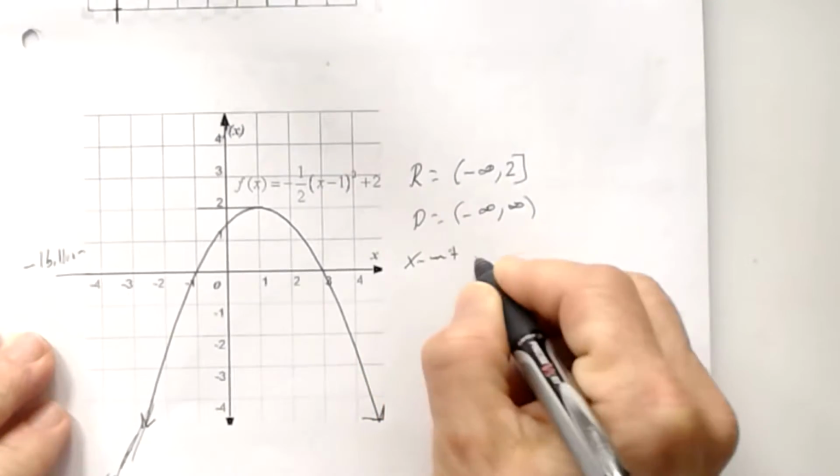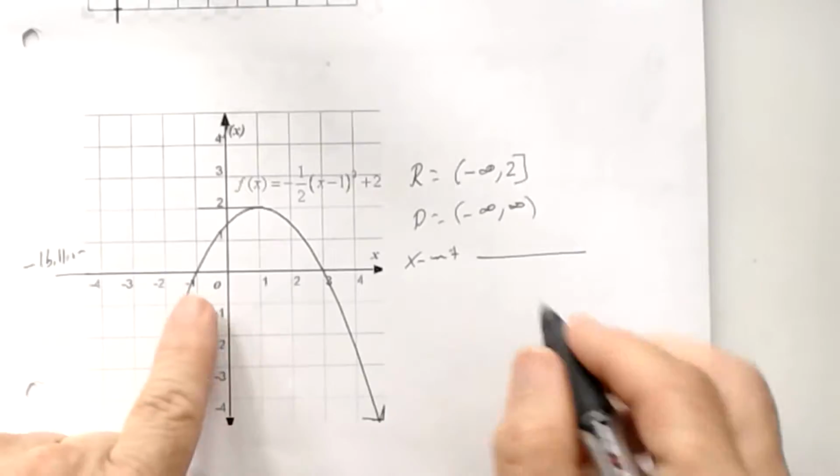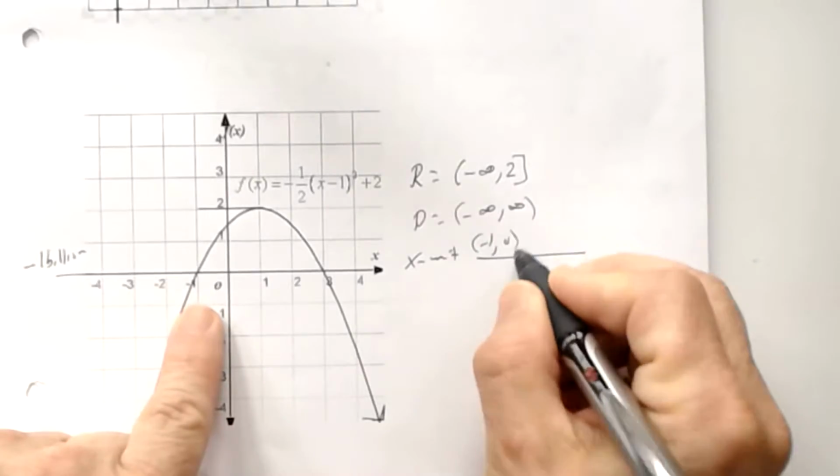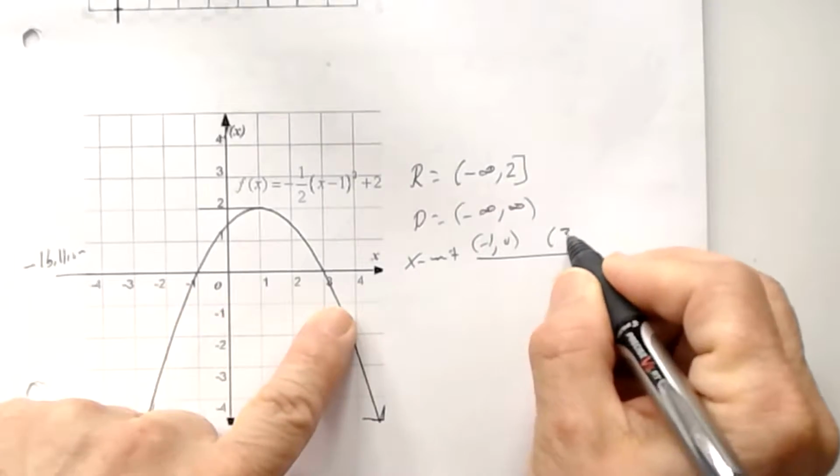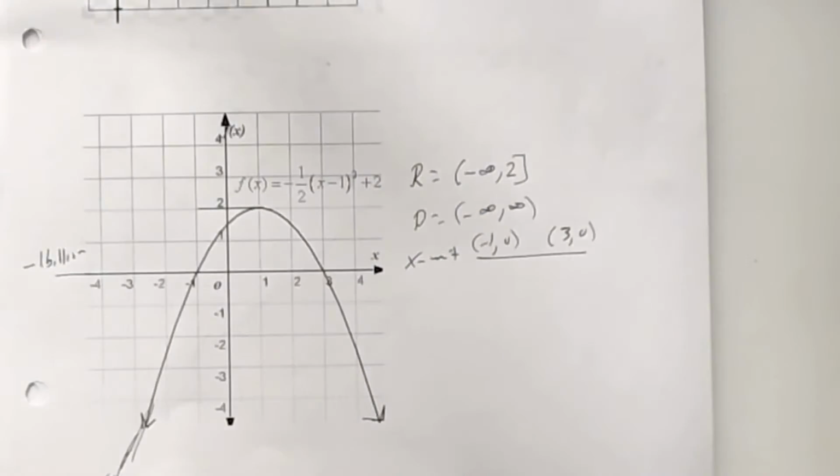Let's look at the next one. X-intercepts. How many are there? 2. Can you tell me what they are? -1, 0, and what's the other? 3, 0. How many Y-intercepts are there? 1. Let me ask you this. Can there ever be more than one Y-intercept?